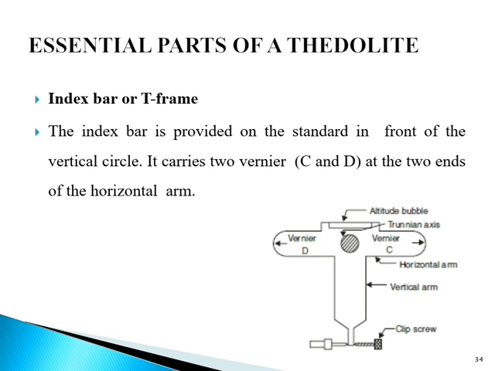Next is index bar or T frame. So you can see its image here. It forms a shape like the letter T, so it is also known as T frame. The index bar is provided on the standard in front of the vertical circle. It carries 2 verniers, vernier C and vernier D. You can see it in the image at the 2 ends of the horizontal arm.